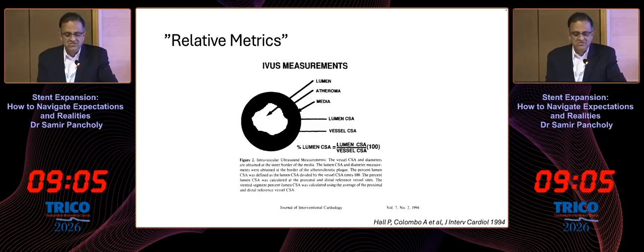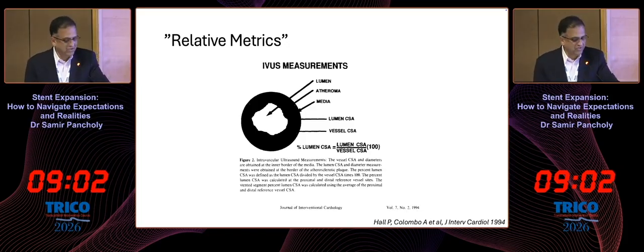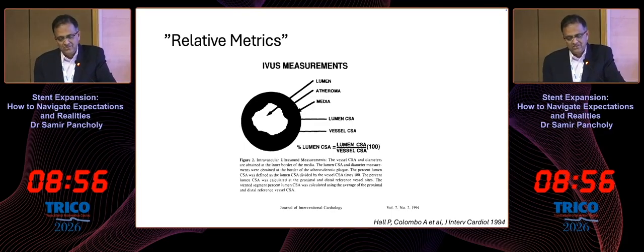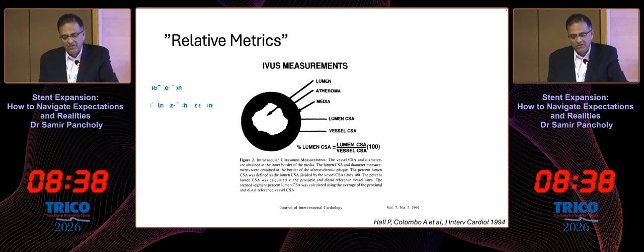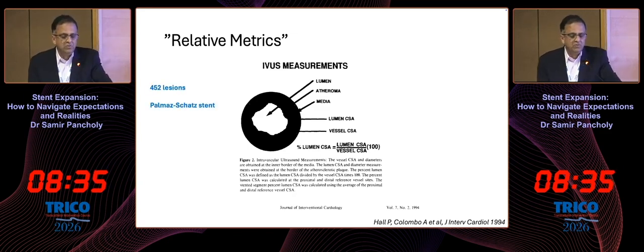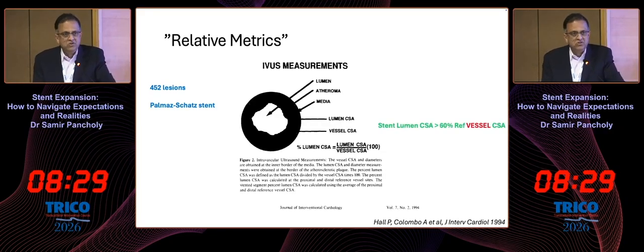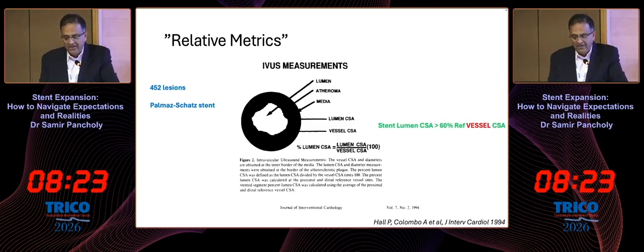So Colombo, in his genius pursuit of better outcomes, decided to use ultrasound to study this. And his group, in the first landmark paper from the Journal of Interventional Cardiology in '94, first suggested that there is a predictive value of expanding the stent all the way into the media and having a percentage expansion. And his work actually led from a 452 lesion cohort of Palmaz-Schatz stents, where he essentially chose randomly a number of 60% of the reference vessel area, the EEL area, as his metric.